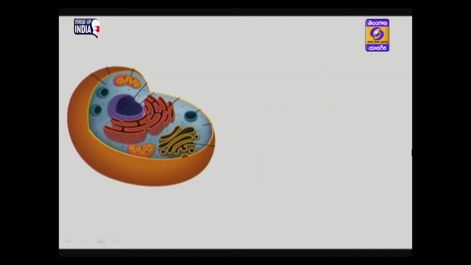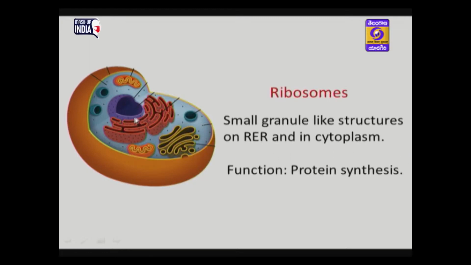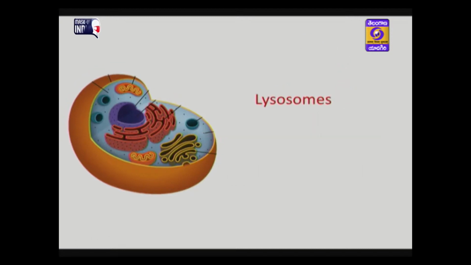membrane. Now, ribosomes. As we have seen earlier, ribosomes are present on the rough endoplasmic reticulum here. And also they are present in the cytoplasm freely. Ribosomes help in protein synthesis.